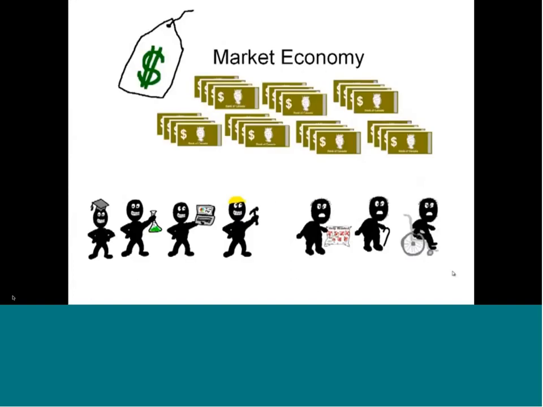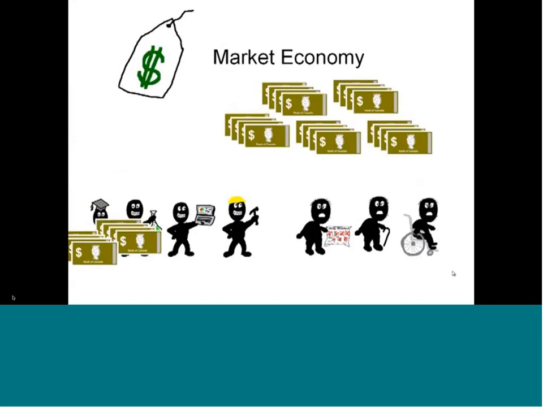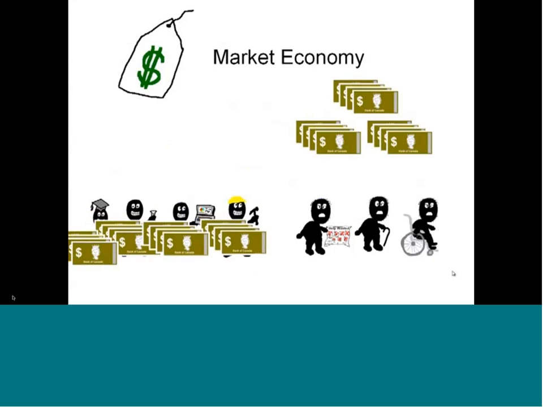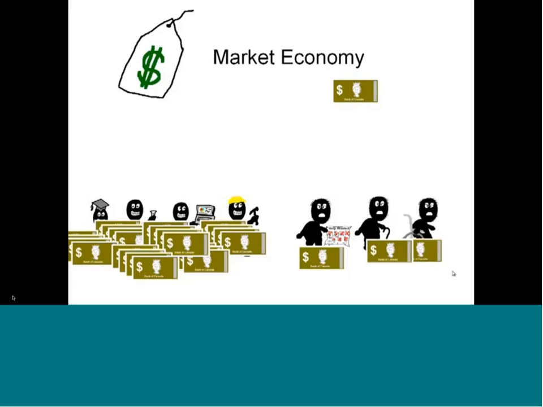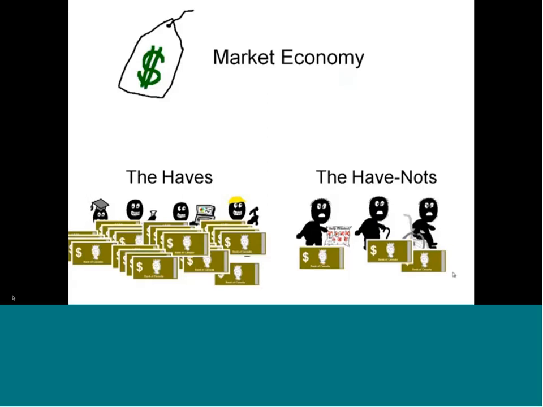How is the output in a market economy allocated in society? Those who produce, those who add value, those who have skills in short supply get the benefits of what the market economy has produced. Those who are unable to work, those who lack the education, don't benefit as much under a market economy. This produces the haves and the have-nots.